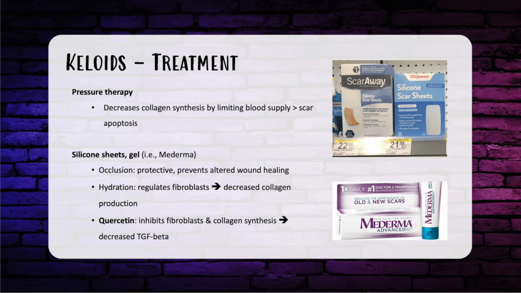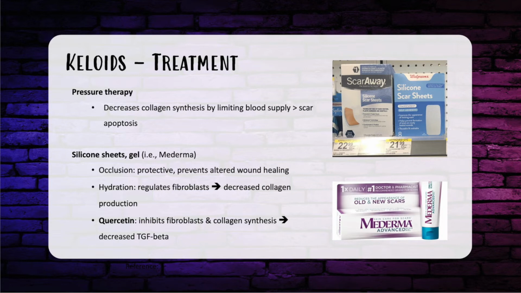Casey, do you know about silicone sheeting or gel and other topicals like Mederma? How does that stuff work? Yeah, so this has always kind of been a little bit difficult for me to understand, but I've really been grinding down and reading some of the literature behind it. Silicone sheeting or silicone gels work by occlusion and hydration. So by occluding the wound, it prevents a bacterial invasion, which always leads to altered wound healing.